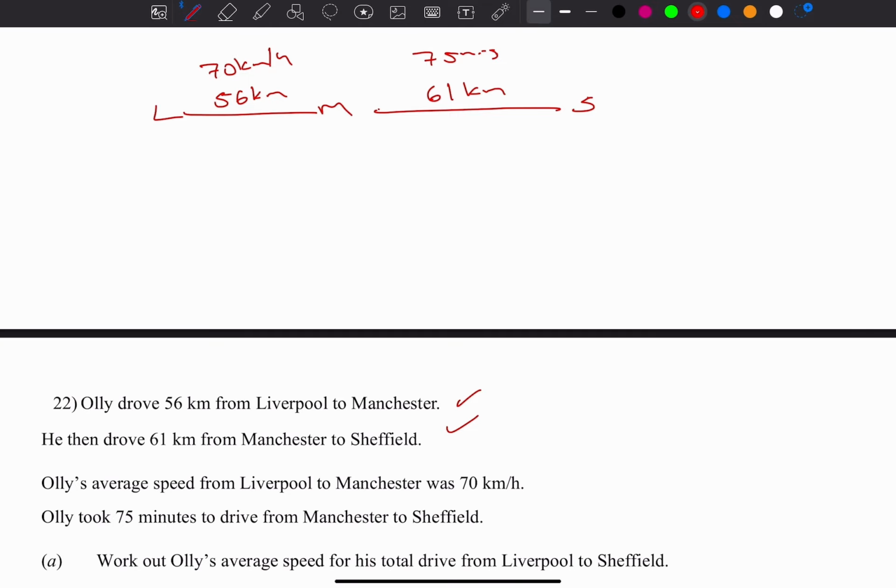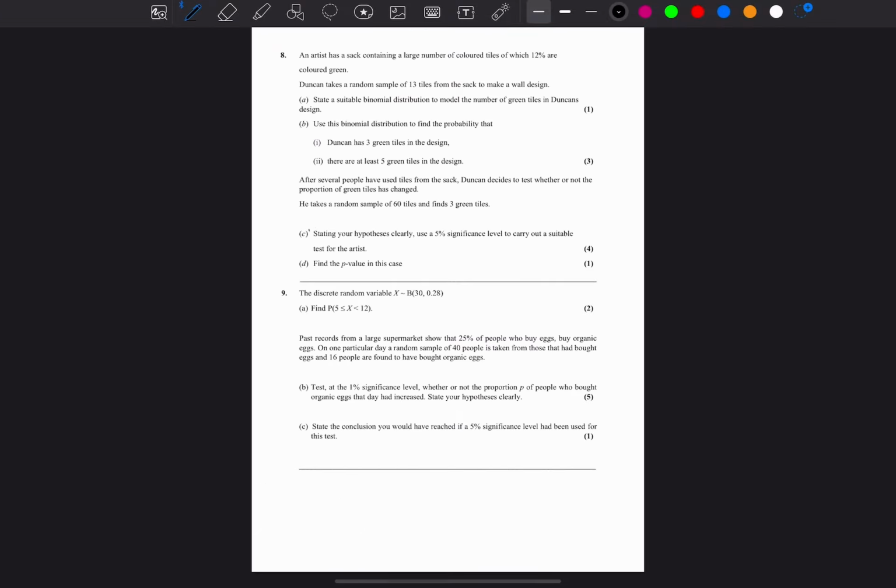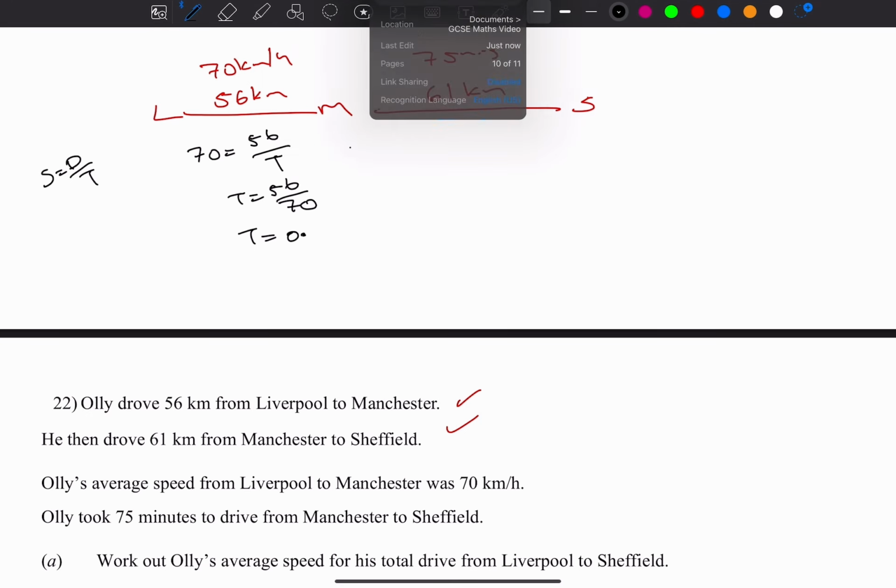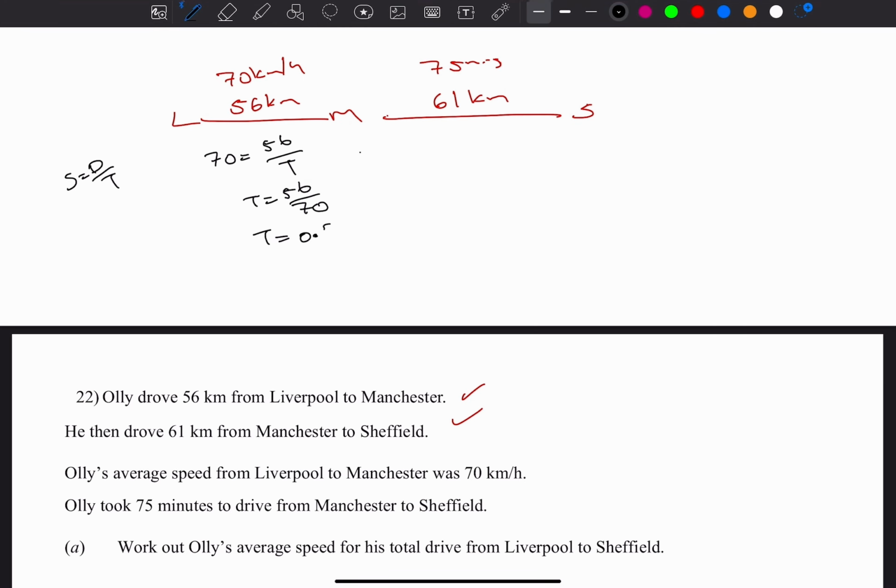Okay. We can work out the time here. What's the formula for time? Speed is distance divided by time. Speed is 70, distance is 56 divided by time. Switch them around. Time is 56 over 70. Now remember, the time will be in hours. So 0.8 hours. Okay, that's time.